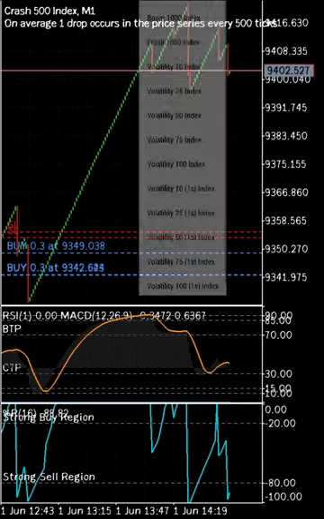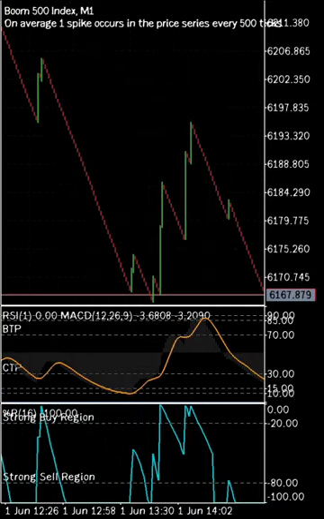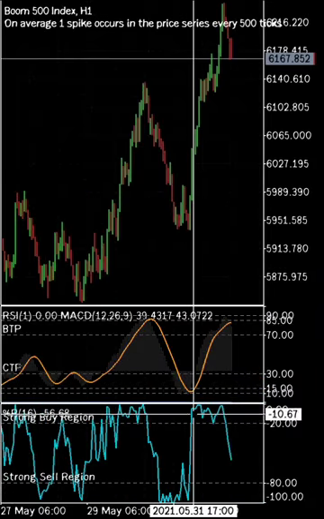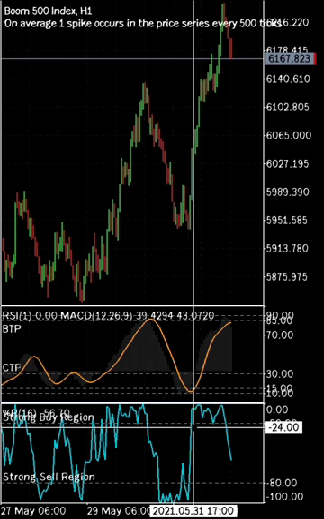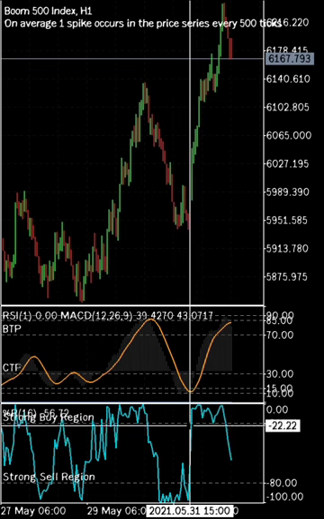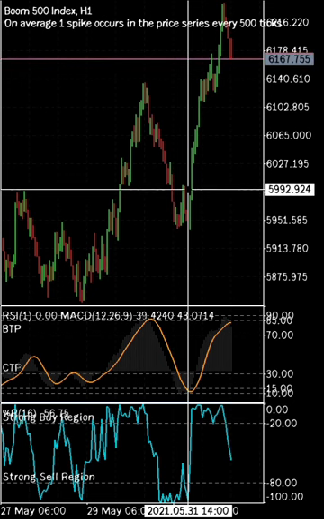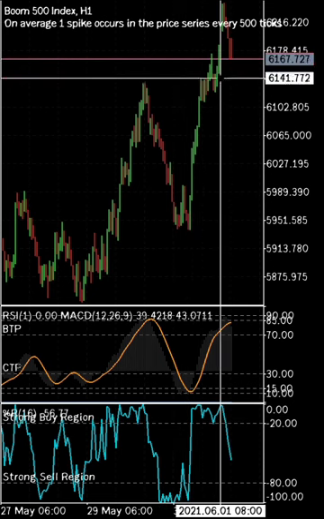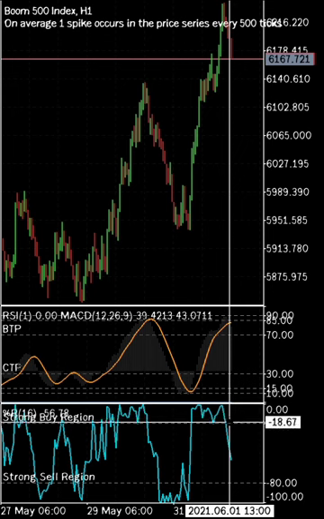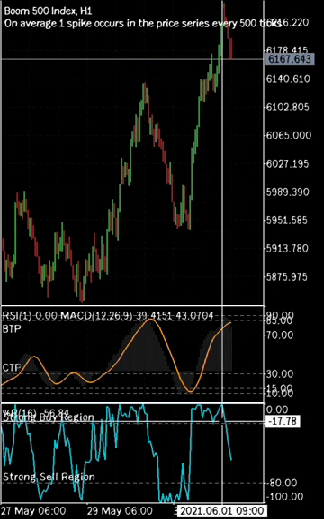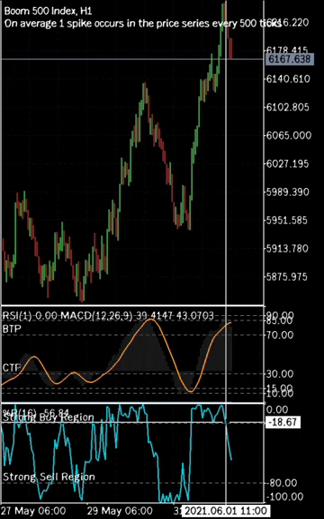For boom, you go on to the 1 hour time frame, and then you see that this level indicates what? A strong buy region. Look at how far the market bought from this point. Market bought and got to this level, as you can see. See how far the market bought from this level to this level. And then right now you can see that the market is sloping downwards.